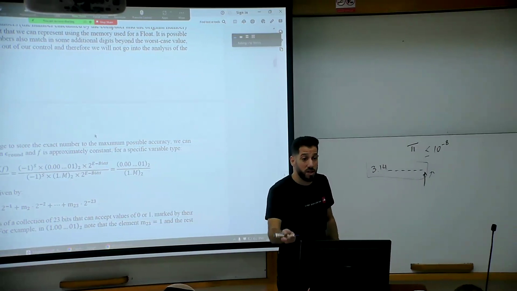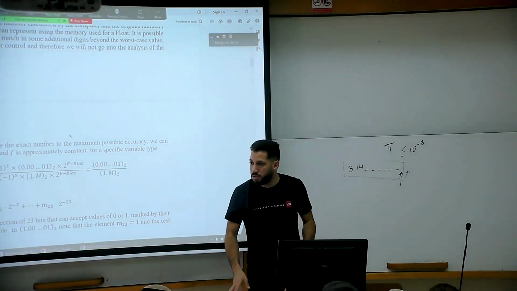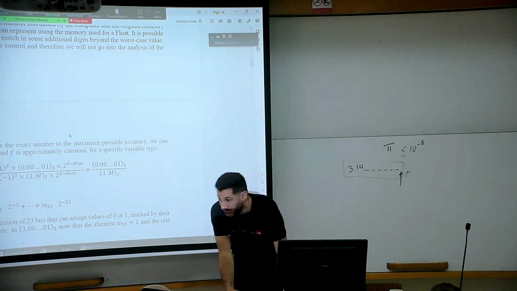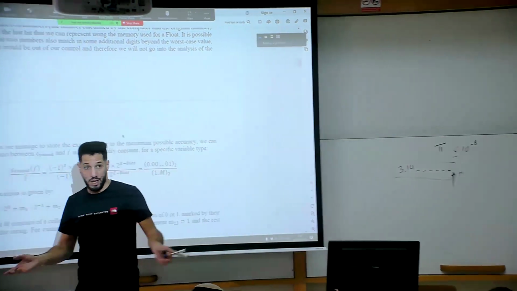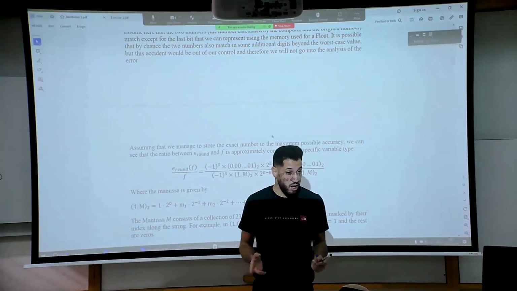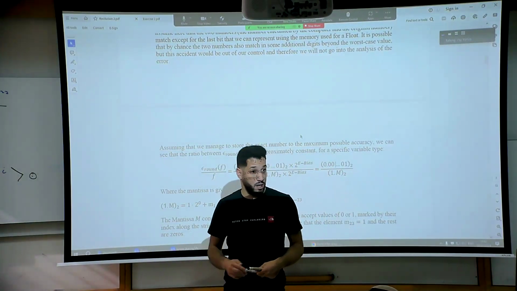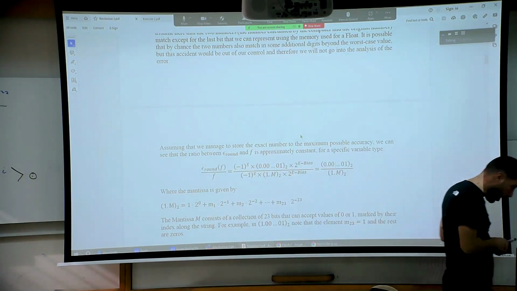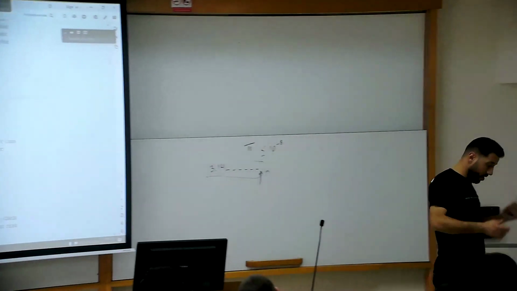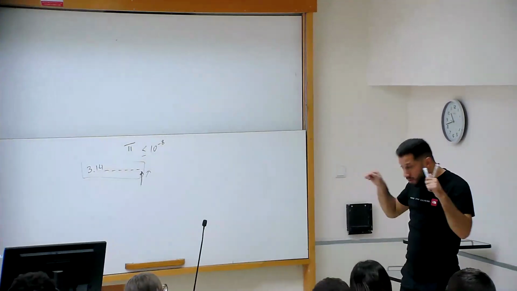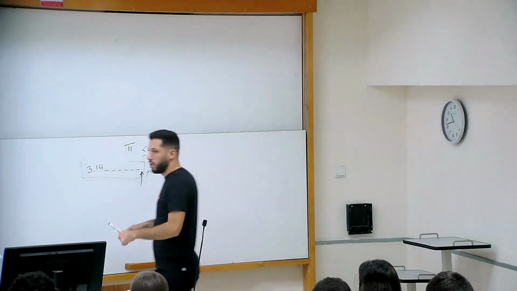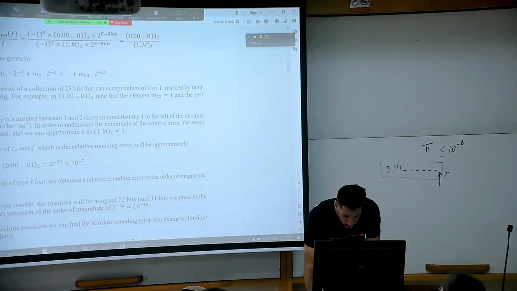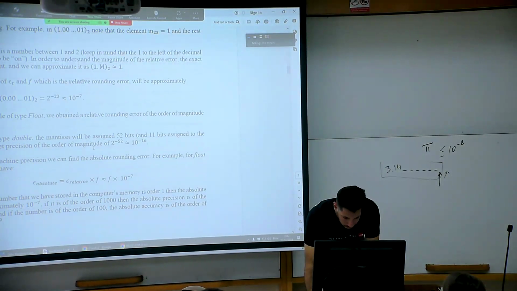If I store the number that equals 1, what is the error? 10 to the minus 7. But if I want to store the number 100, what is the absolute error in that storing? 10 to the minus 5. Yes. Okay. And if I want to store the number 1000, my absolute error in that storing is 10 to the minus 4. Okay.